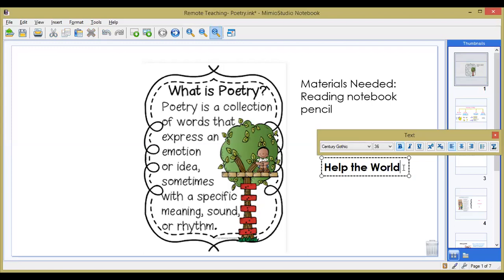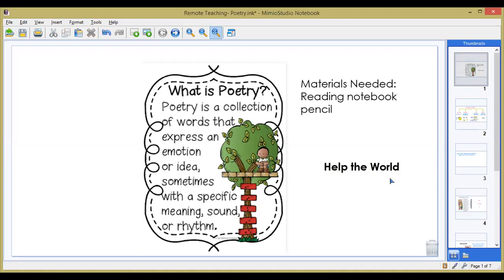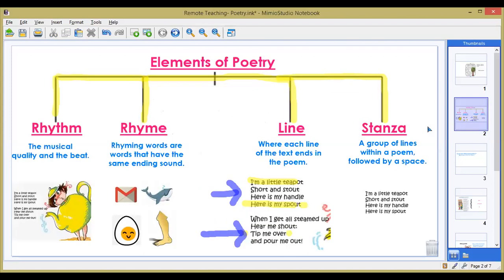Okay. Once you have titled this in your notebook, you can set your notebook aside and just listen with me and follow along with me and have some fun. Okay. Let's review what poetry is. It's a collection of words that express an emotion, so how you feel, or an idea, sometimes with a specific meaning, sound, or rhythm. And then we learned that there's 4 key elements of poetry. There's rhythm, there's rhyme, there's a line, and there's stanza. Those are 4 key things. And we said rhythm is the quality and the beat that goes along with the poem. Rhyme is the words that have the same ending. A line is where the text ends in the poem. And a stanza is a group of lines that are together.